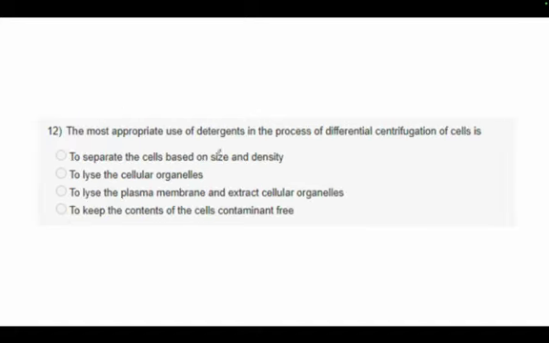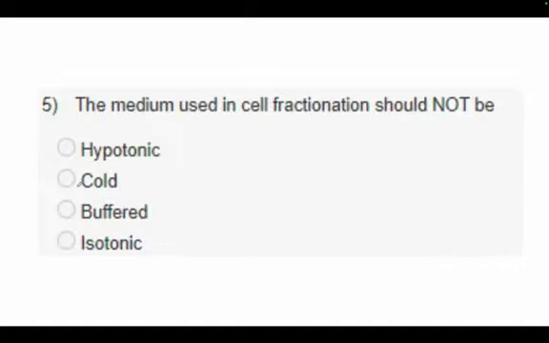The most appropriate use of detergents in the process of differential centrifugation is dash. Detergents are used to lyse the plasma membrane and extract the cell organelles. Detergents will basically break apart the lipid plasma membrane and extract the cell organelles. The medium used in cell fractionation should not be dash. It should not be hypotonic. We do not want to lyse our organelles in the process of cell fractionation.